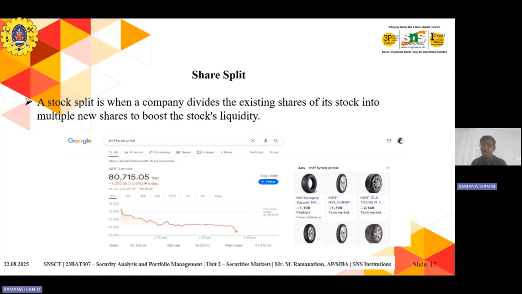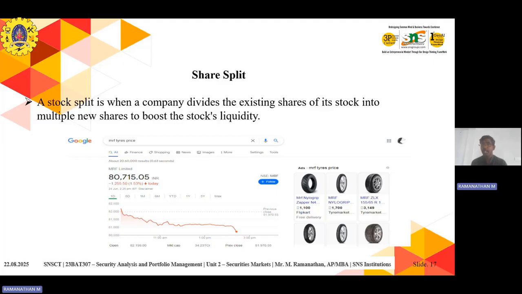Hello everyone, in this video we are going to see about a share split, or we can call it a stock split. So what is a stock split, what is a share split? If a particular company's share price is 80,000 or 1 lakh or more than 10 lakh, can a retail investor invest in that firm? No, they can't, because that retail investor won't have such a large amount of money to invest in that company.